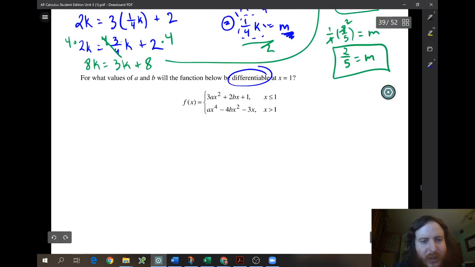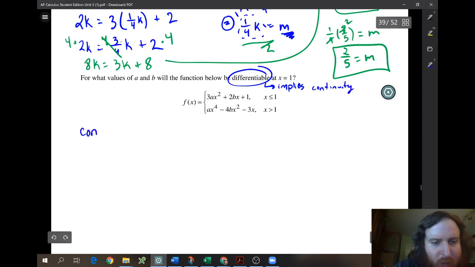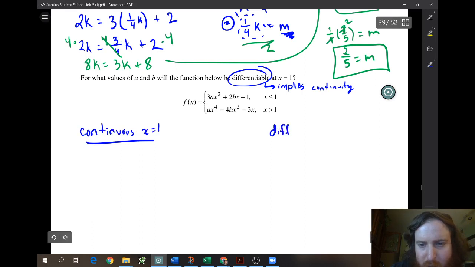What you need to remember is this problem is very common and it's always the same. And remember, we said differentiability implies continuity. So for what values will it be differentiable? Well, if it was differentiable, it also had to be continuous. So we're still going to do those two cases. When is it going to be continuous at x equals 1? And when is it going to be differentiable at x equals 1? So we're going to do both cases.